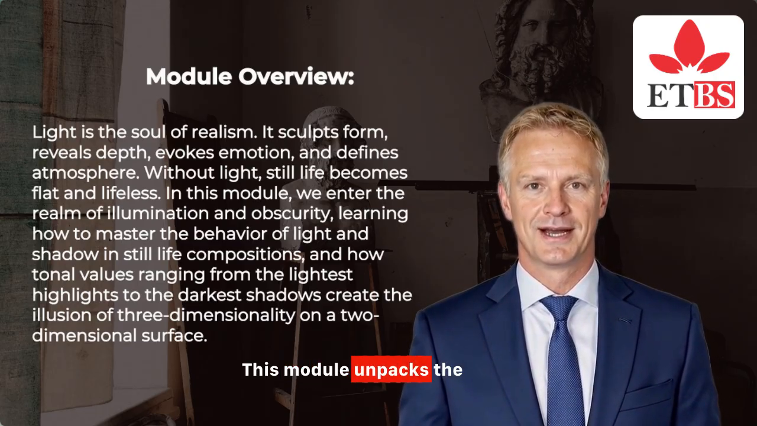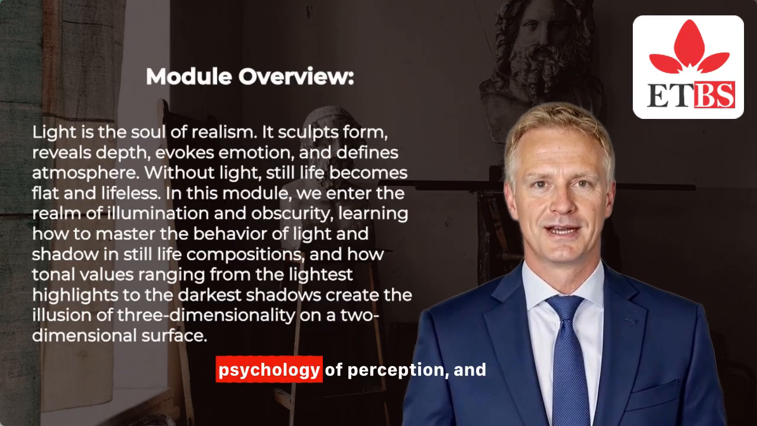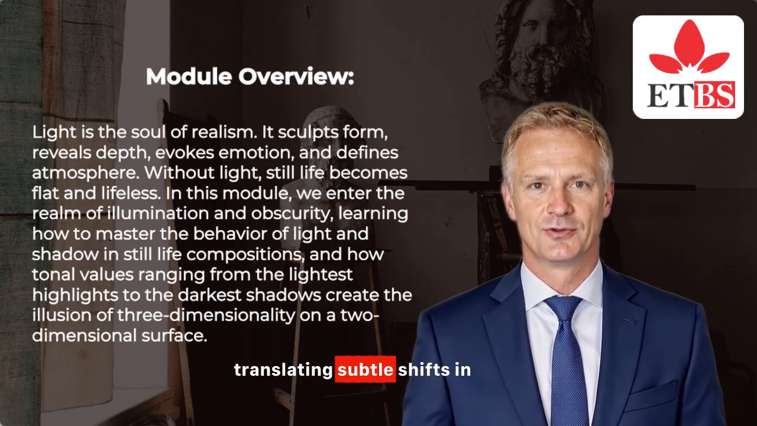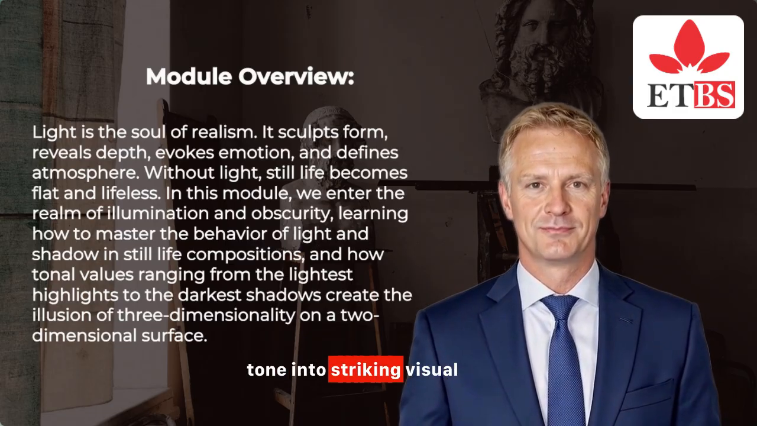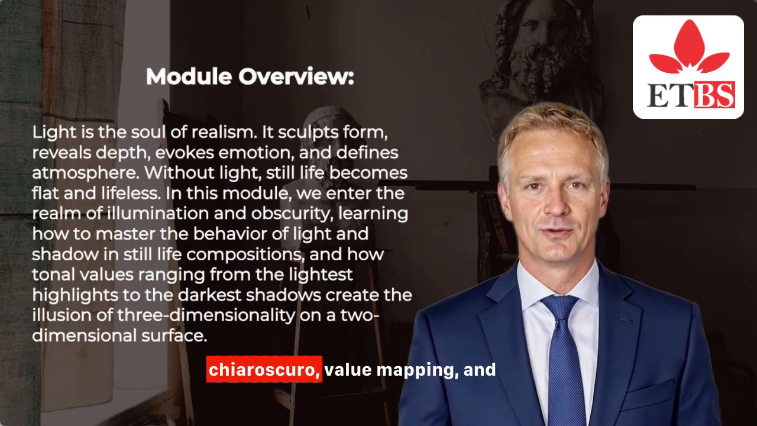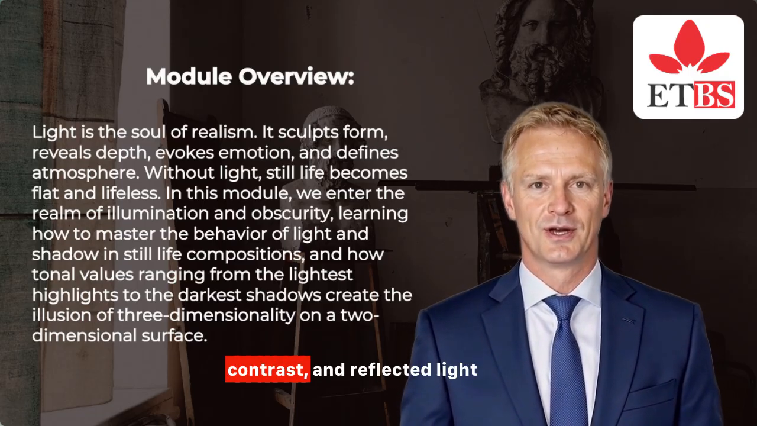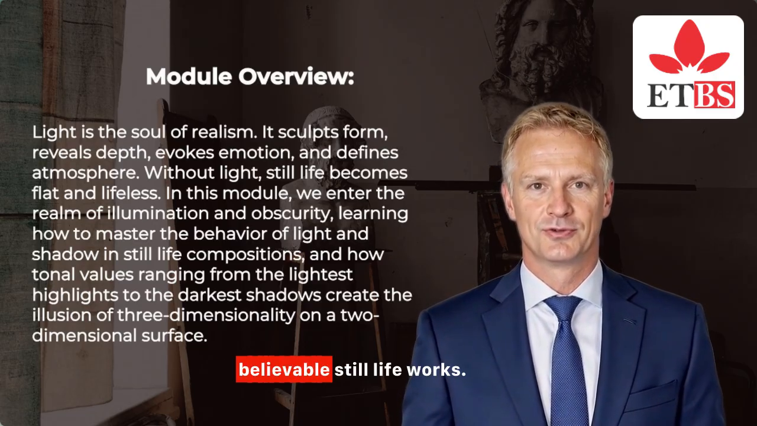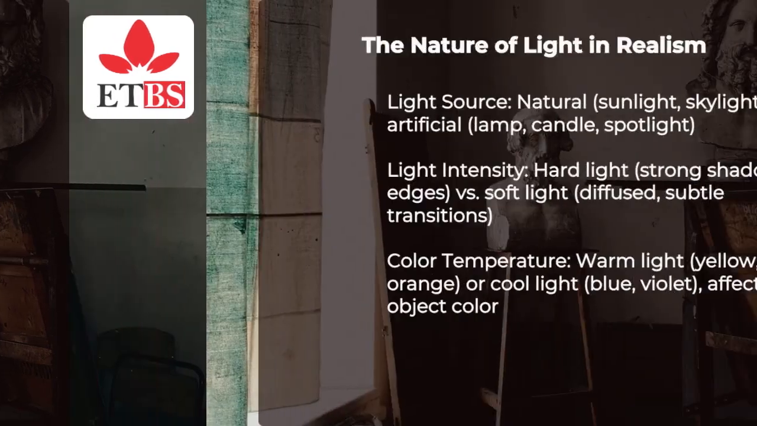This module unpacks the physics of light, the psychology of perception, and the artistic techniques for translating subtle shifts in tone into striking visual realism. It emphasizes controlled rendering, chiaroscuro, value mapping, and the use of gradations, contrast, and reflected light in crafting sophisticated and believable still life works.